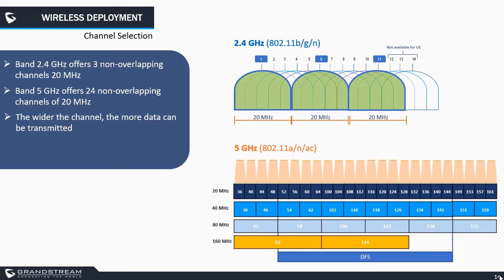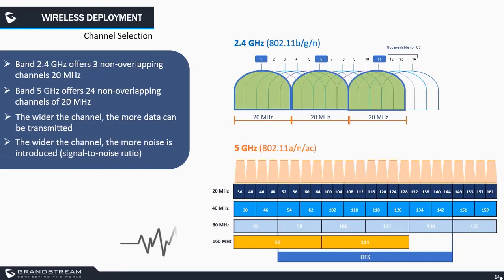For example, channels 52 through 144 are labeled with DFS because these channels are also used for military and weather radars. And DFS, which basically stands for Dynamic Frequency Selection, allows the access point to detect if there is any signal from a close-by radar to automatically change the channel, because this is required by the law. You can't put your access point in a channel that is used by a radar and not have this option, which is the DFS.